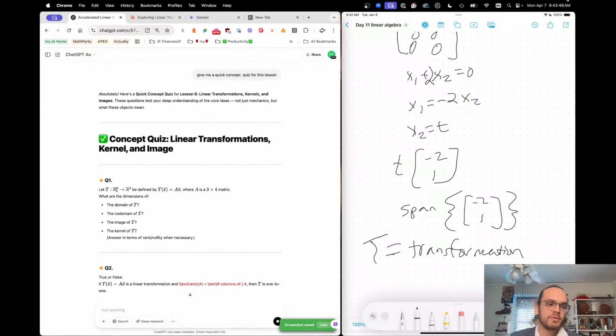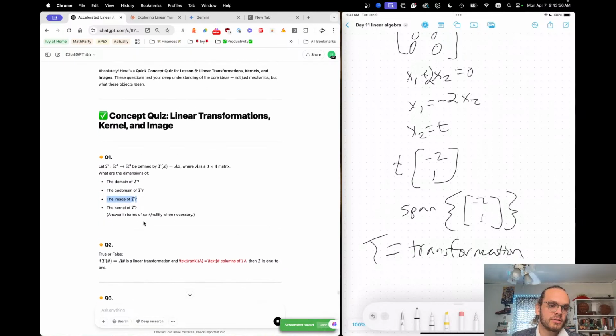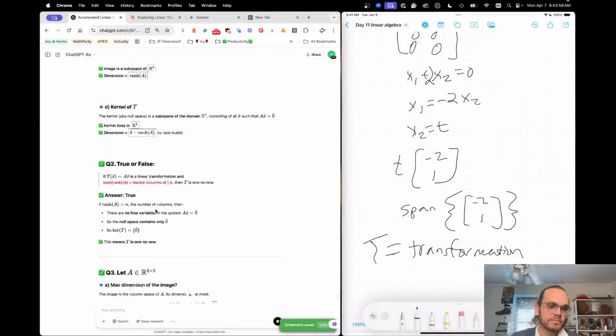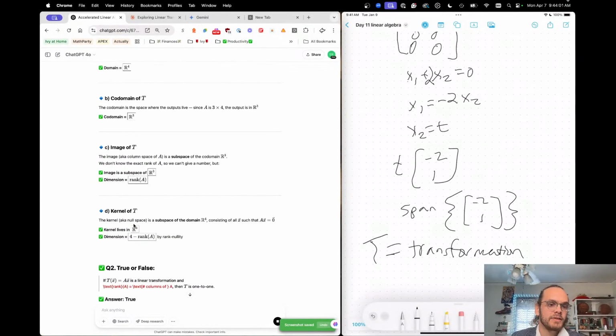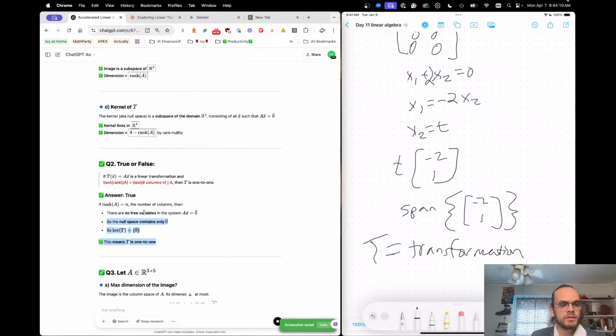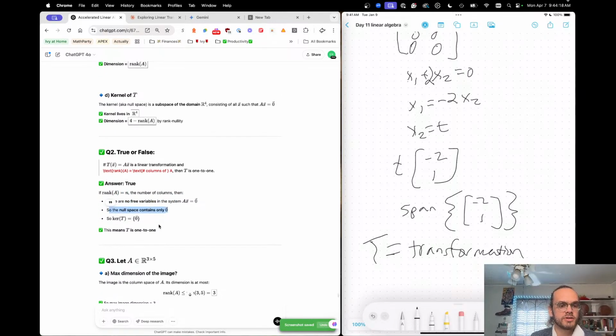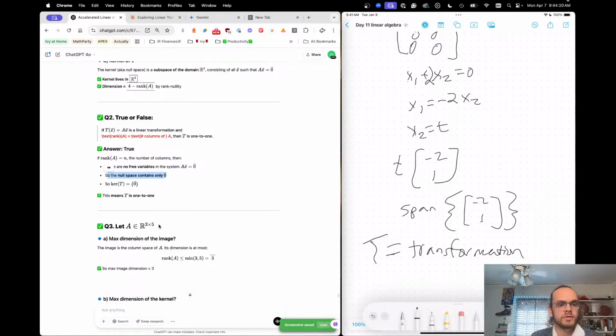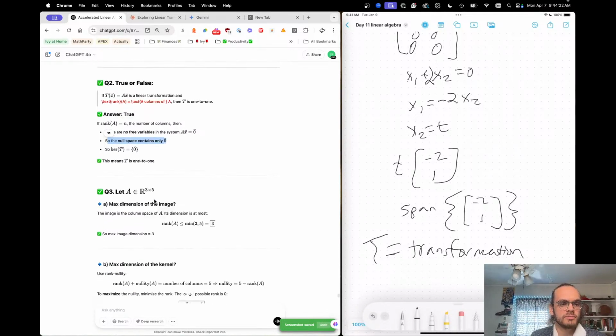Domain, R4, real numbers in 4-dimensional space. Codomain, real numbers in 3-dimensional space. Image, I think 3-dimensional space. Kernel, let's see what they say, is in 4-dimensional space. The dimension is equal to the rank of A. The dimension is equal to the nullity of A. Cool. True or false? It is 1-to-1. Okay, so if the rank of A is the number of columns, then there are no free variables. The null space is 0, so there's no kernel. Or the kernel is the 0 vector, meaning that it's 1-to-1.